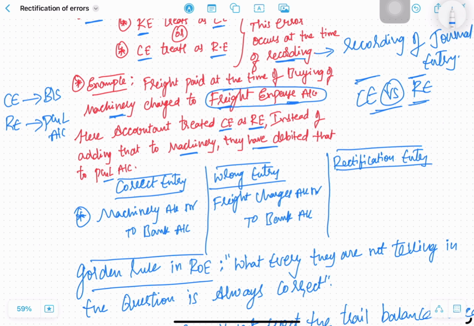Now look at this. What is the correct entry? The correct entry is very simple. Add that to the asset: machinery account debit to bank account. What is the wrong entry? What they have actually done in the question: freight charges account debit to bank account.